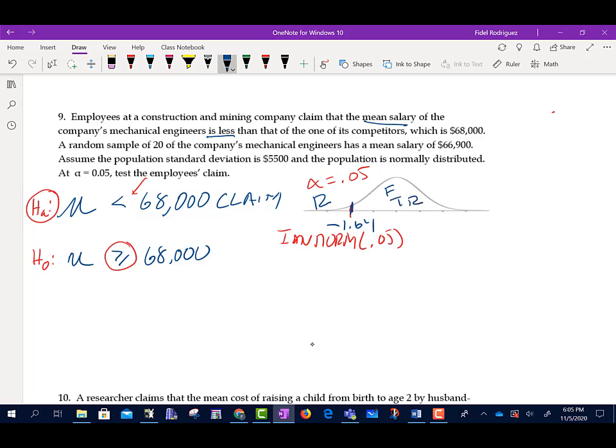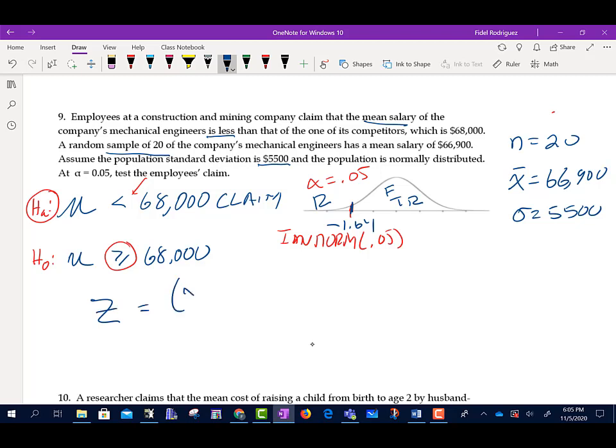Okay. So now it says a random sample of 20. So I'm going to stop right there. Remember, n is 20. Of the company's mechanical engineers has a mean salary of $66,900. My x bar is 66,900. Assume the population standard deviation is 5,500. And the population is normally distributed. And it says at alpha is 0.05 test the company's claim. Okay, we're going to do just what we've been doing before. We're going to find our z-score.